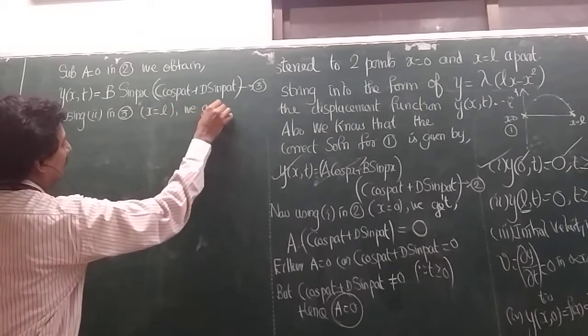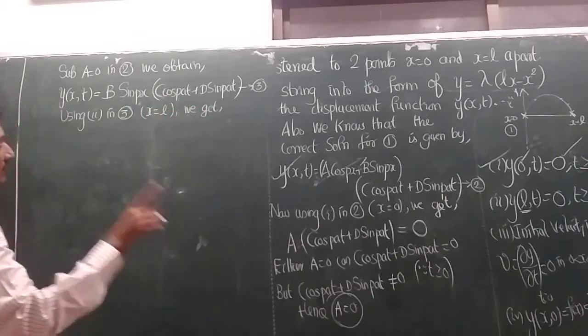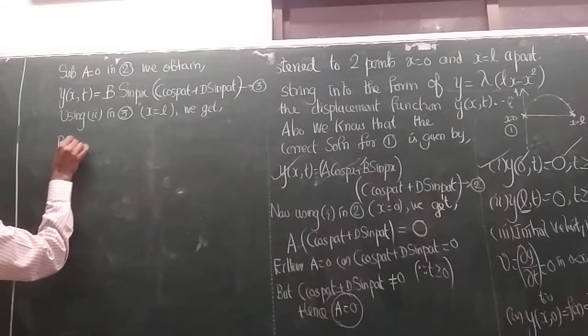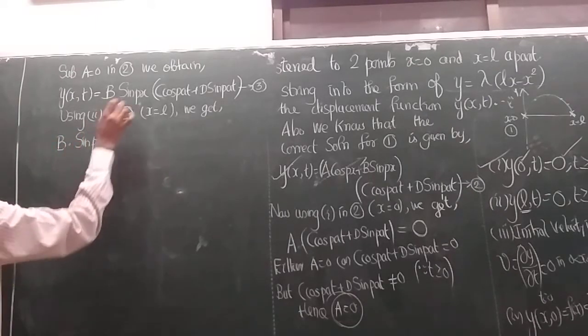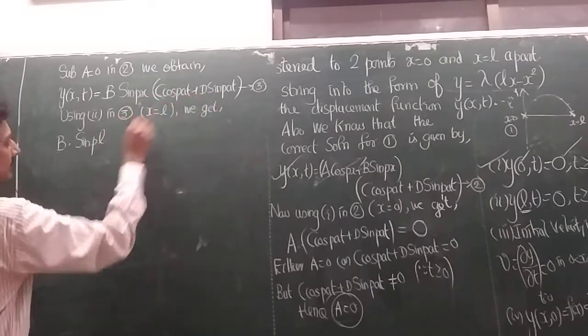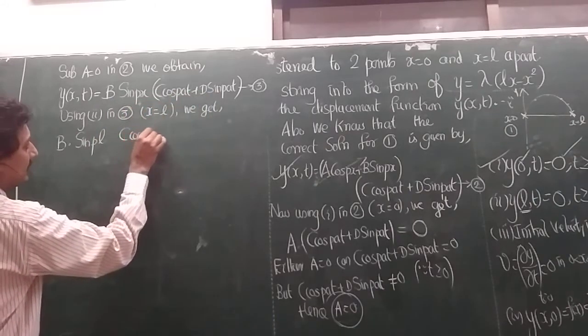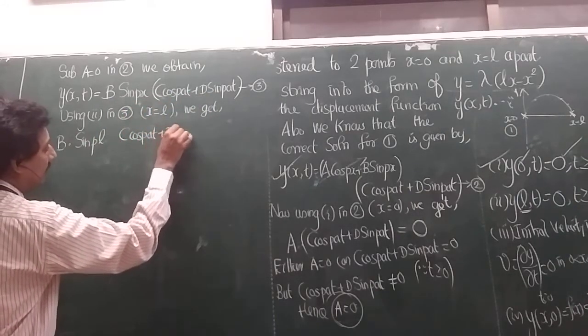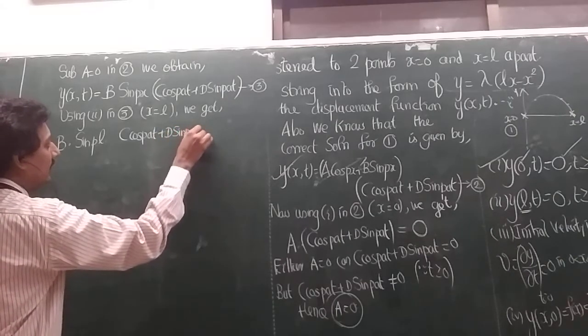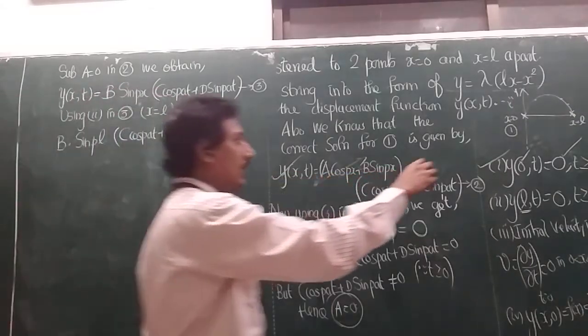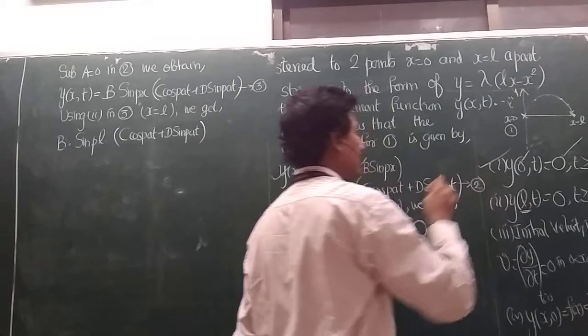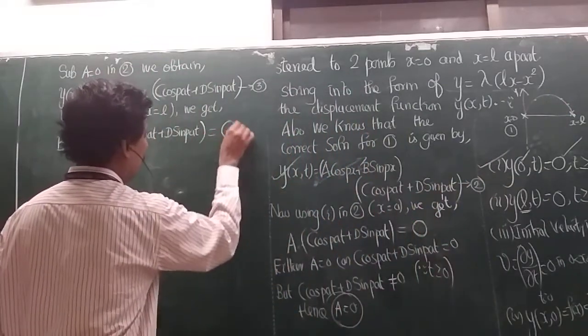So replace x equal to L, because the first two boundary conditions are for x alone. So b into sin p, what's the x now? L. And this is c cos pat plus d sin pat. So what about x equal to L? At the point x equal to L the string is fixed, so there is no displacement. So this is equal to 0.